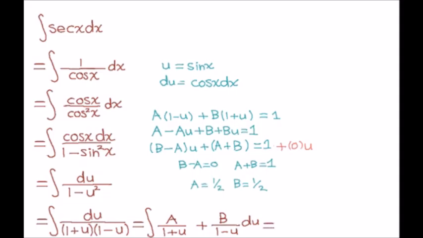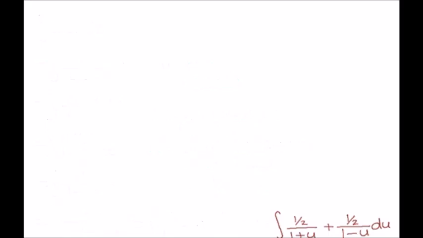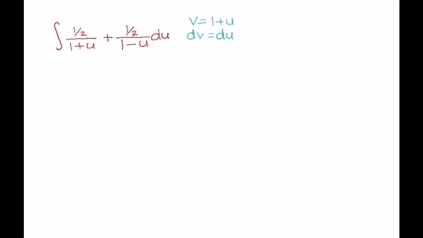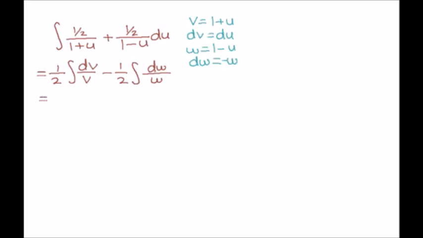Now we are pretty much ready to integrate. By using another u-sub and letting v equal 1 plus u, where dv equals du, and w equal 1 minus u, where dw equals negative du, integrating we get 1/2 times natural log v minus natural log w plus c. Now all that is left is plugging in our u-subs and simplifying.